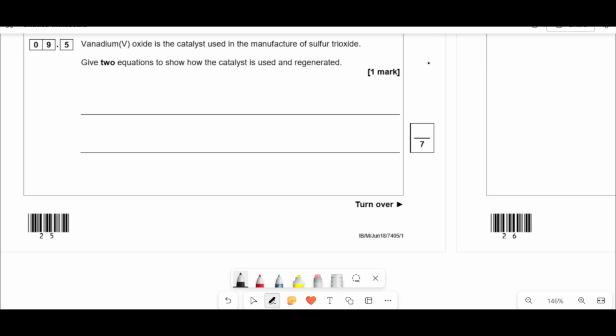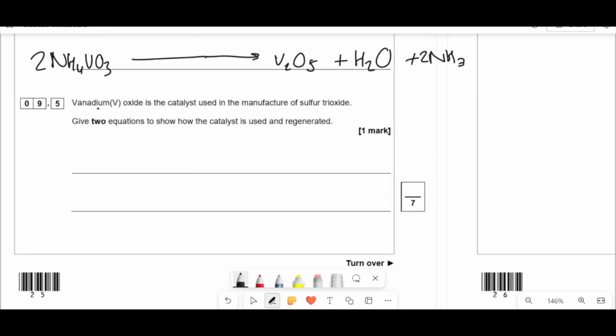Give 2 equations to show how the catalyst is used and regenerated. So vanadium 5, the trick here is that you only need to know the oxidation states of 5, 4, and so forth, right? It's only going down. So if that's happening, then that means it's being reduced. So you've got V2O5, which is going to have to go from +5 to +4, right? So it's got to eventually be V2O4.